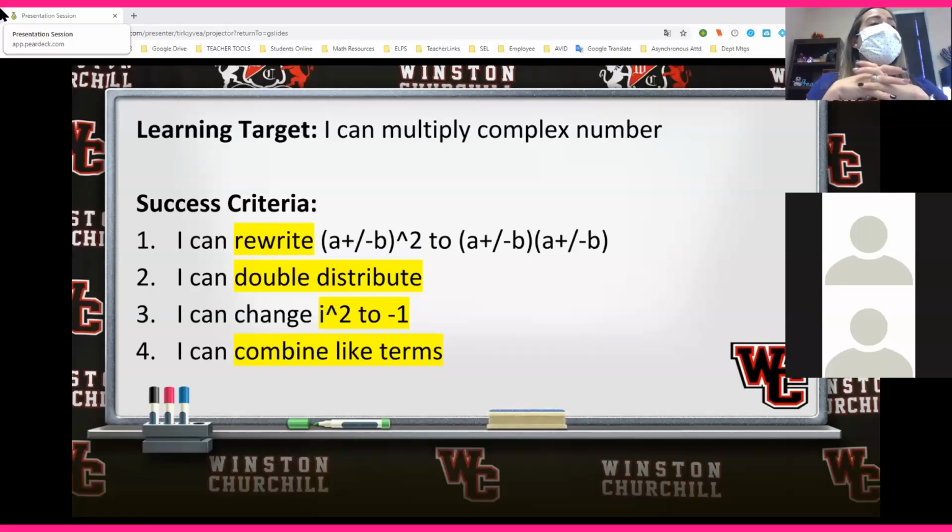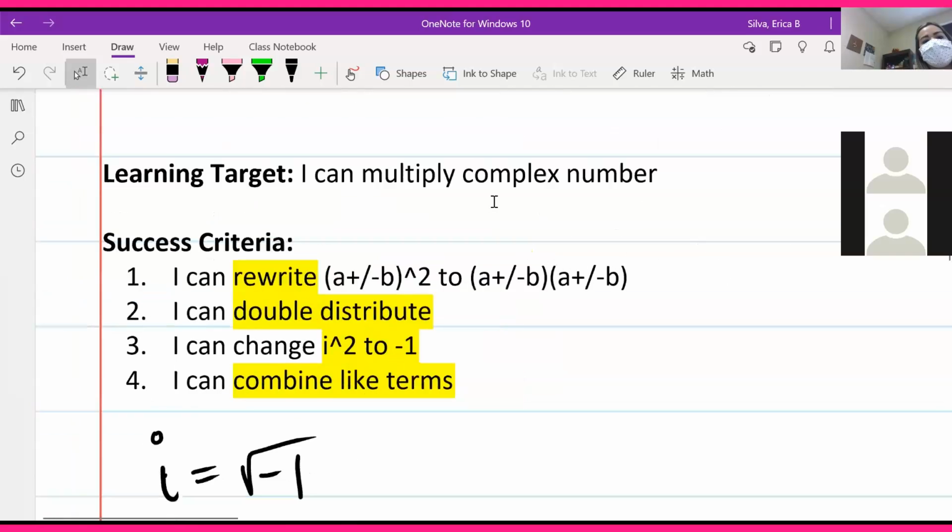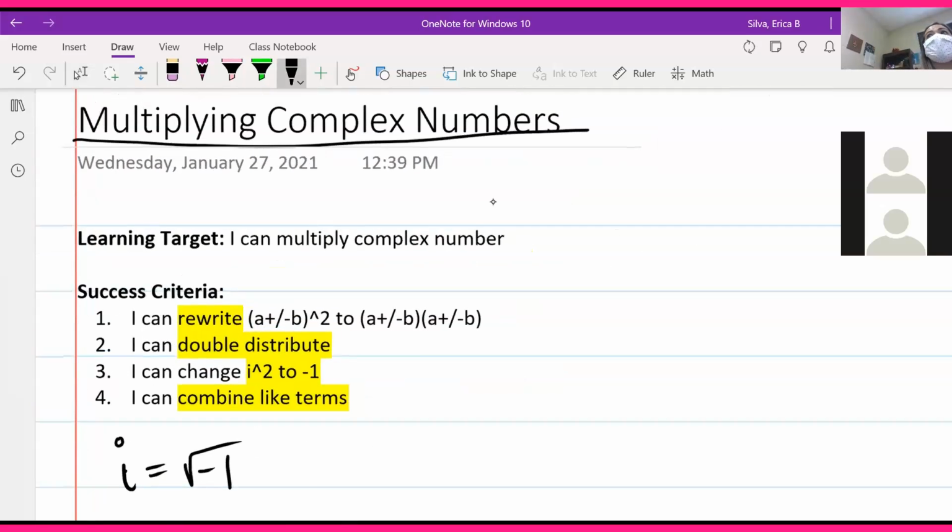We're going to be multiplying complex numbers. So the first thing we need to do in order for us to be successful today is that we need to be able to write (a plus or minus b) squared as (a plus or minus b) times (a plus or minus b). Then we need to be able to double distribute, then change the i squared to -1, and then combine like terms. Our i is equal to the square root of -1. And if you need to put a title on this, we are multiplying complex numbers.